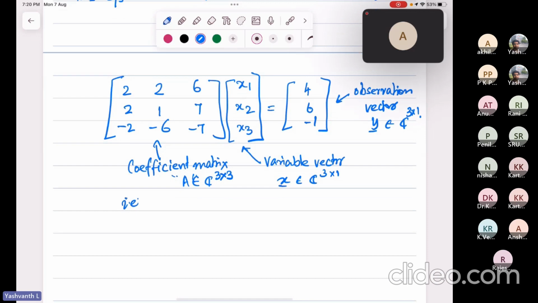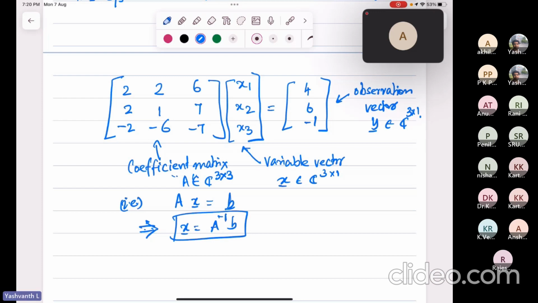That is, Ax equal to B, or x equal to A inverse B. So this way you can find the solution, or the unknown variables x1, x2, and x3. This is also a unique solution because the inverse is unique.